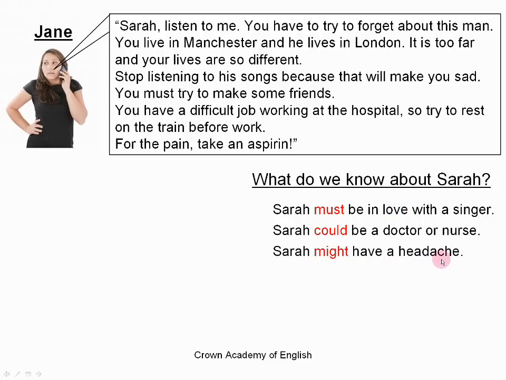Sarah might have a headache. Well, look at this last sentence. Jane says, for the pain, take an aspirin. So we know Sarah has a pain, but we do not know what type of pain, but it is possible it is a headache. It might be a toothache as well. We are not sure. Since we are not sure, we say might. Sarah might have a headache.